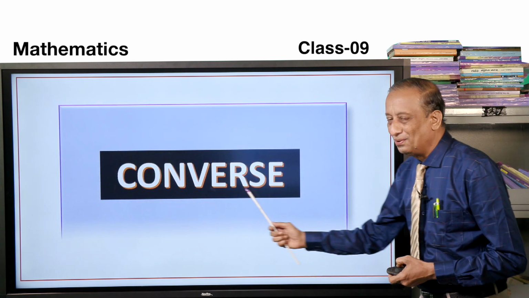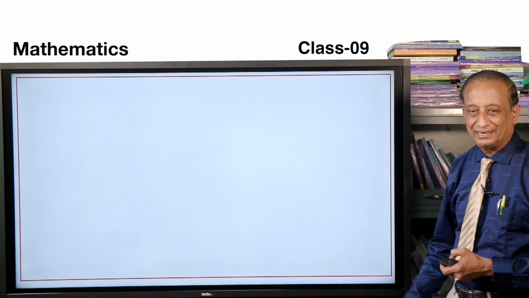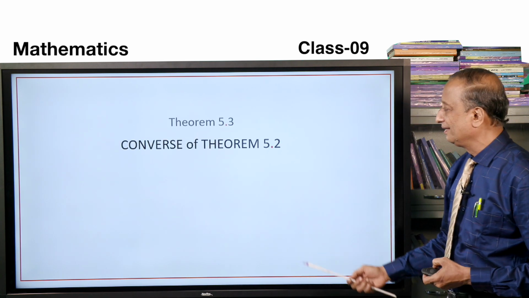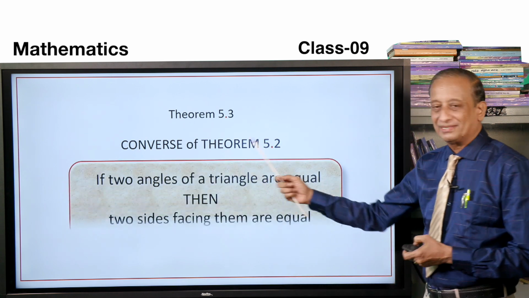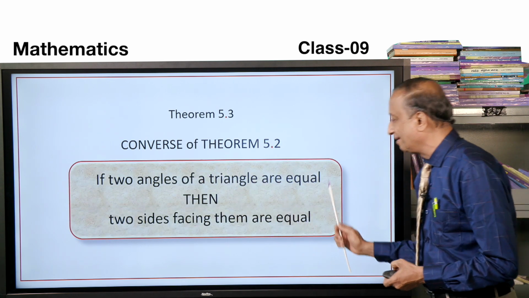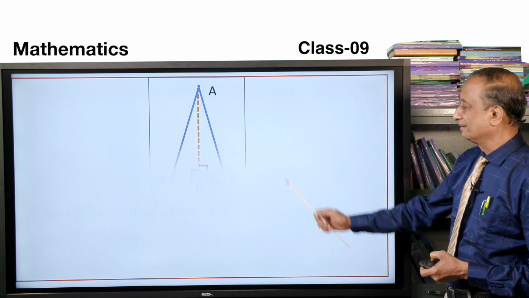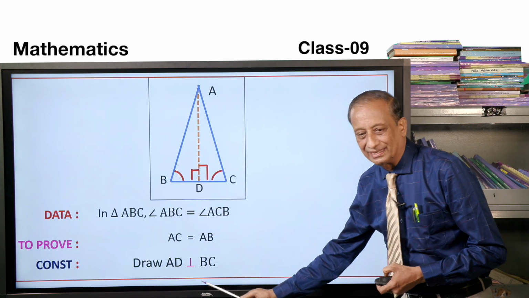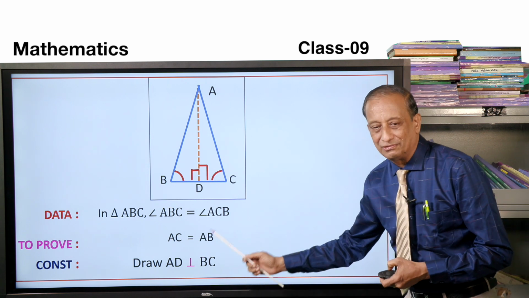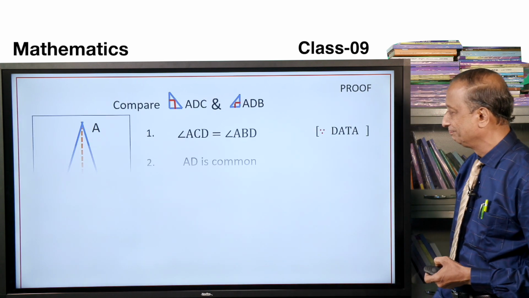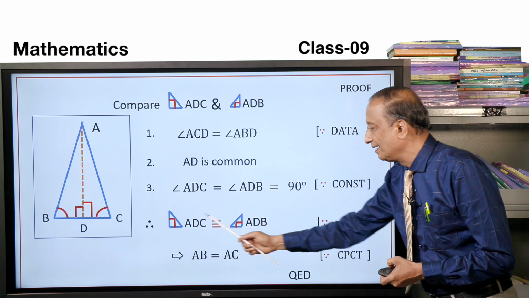Yes. So now let us go to the converse of this theorem, which we also already understood in the previous session. What is the converse? If two angles of a triangle are equal, then two sides facing them are equal, children. Correct. So, this is the figure, data to prove and construction. Can you recall this, children, which we have already explained in the previous session? Okay. Now, these two triangles became congruent.